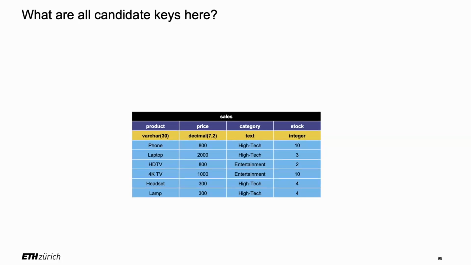It's not minimal, right? Because product in itself is a super key too. So if you take all attributes, you can remove price, remove category, remove stock. You're left with just product, and it's still a super key. So it means that the set of all four attributes is not a candidate key, right? Can you give me other candidate keys?